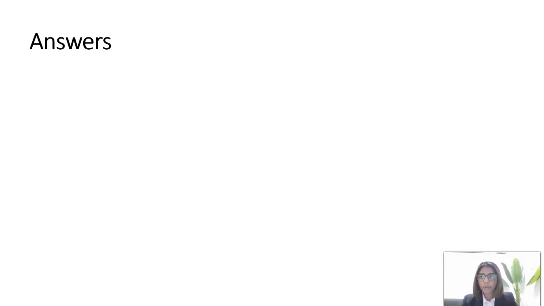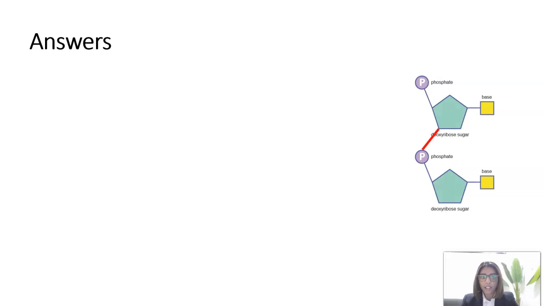Okay, hopefully you were able to answer those questions, and here are the answers. So first of all, when we're drawing a nucleotide, we can see the individual nucleotides here with the phosphate, the deoxyribose sugar, and the base. If you wrote sugar here, that's fine, you'll still get the marks. Now, when you draw 2 nucleotides together, the best thing to do is to draw one on top of the other as shown here, and then just simply draw that line to show that strong covalent phosphate sugar bond.